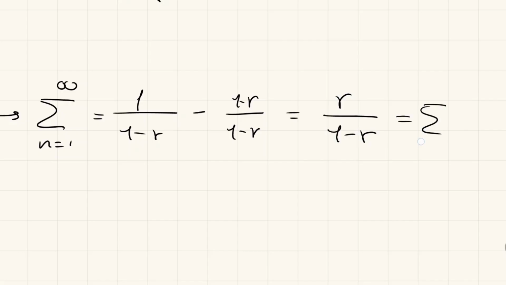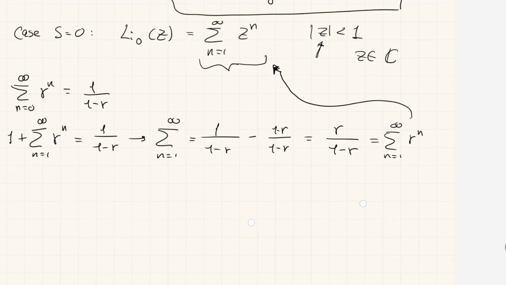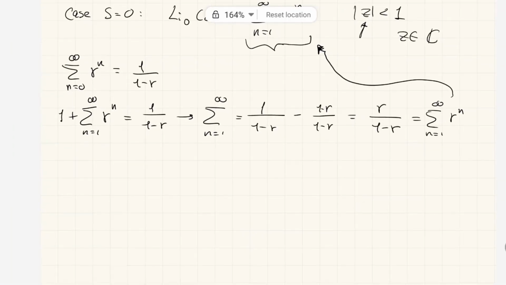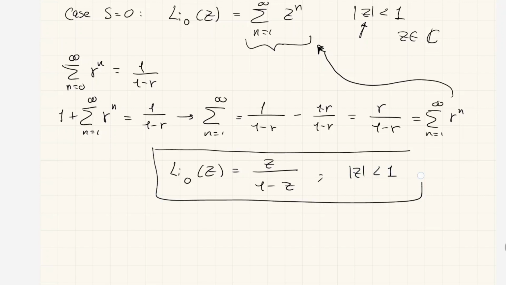So this is the sum from n equals 1 to infinity of r to the n, which is almost the same as what we have here. We just need to rename r with z. So Li sub 0 of z is going to be z over 1 minus z, where the modulus of z is less than 1. So this is the case where s is equal to 0.